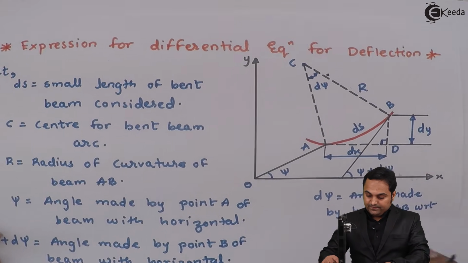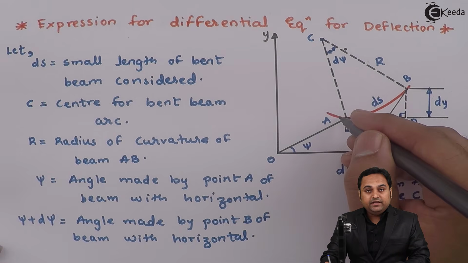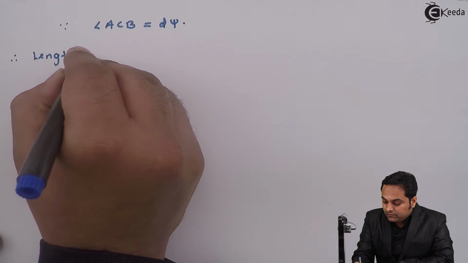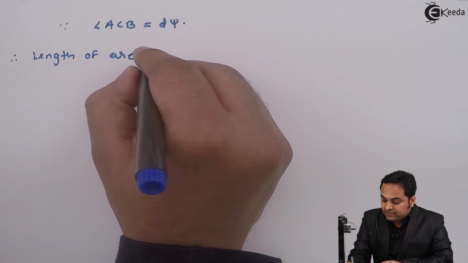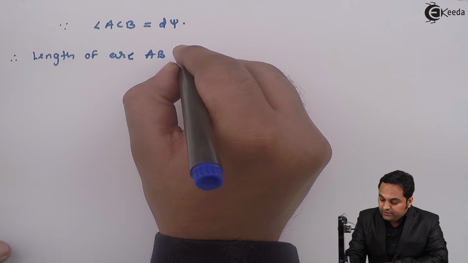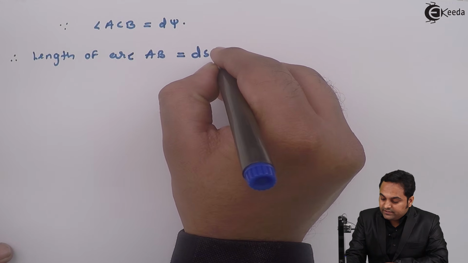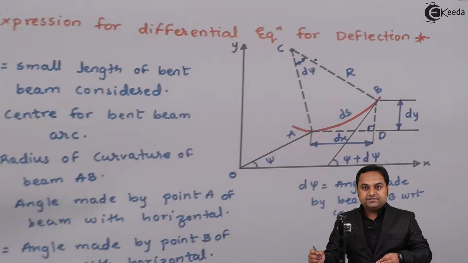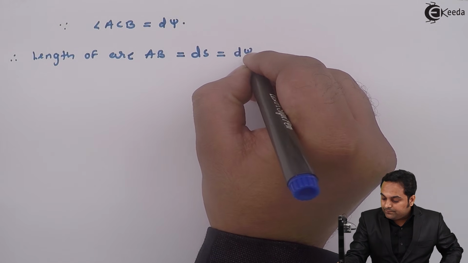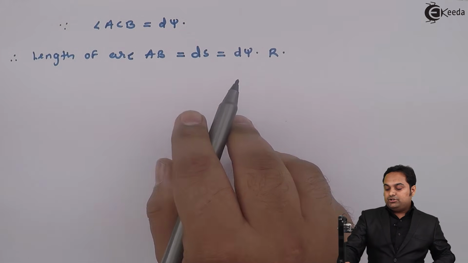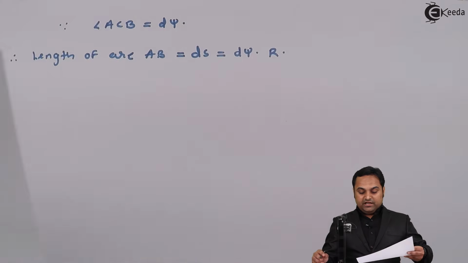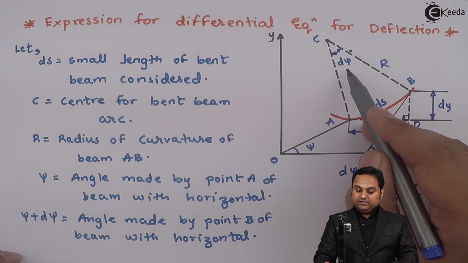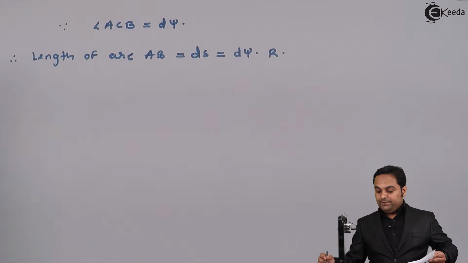next I'll find the length of this arc ds. Therefore, length of arc AB is equal to ds, and that is equal to the angle d psi multiplied by radius. So it is d psi into radius, because here we want the length of arc. So this length of arc AB will be the radius multiplied by the angle. So it is r into d psi.